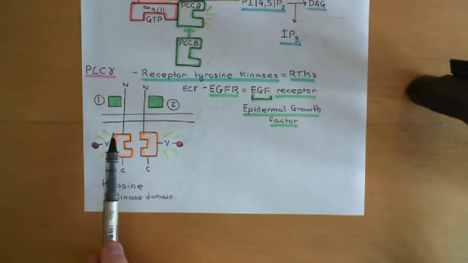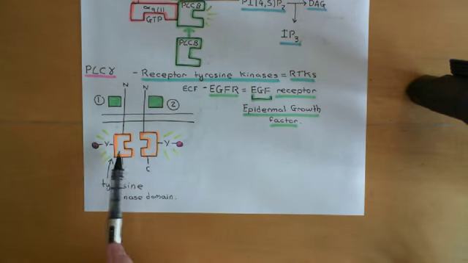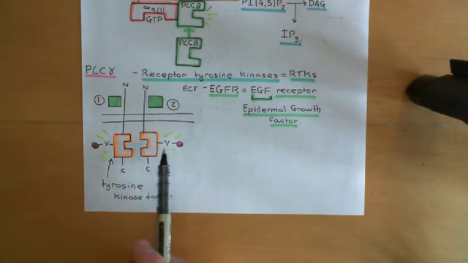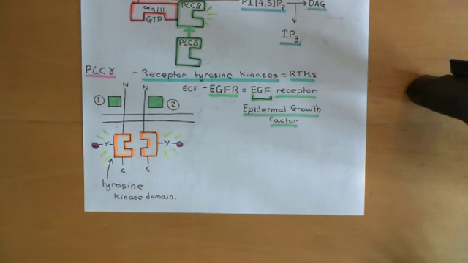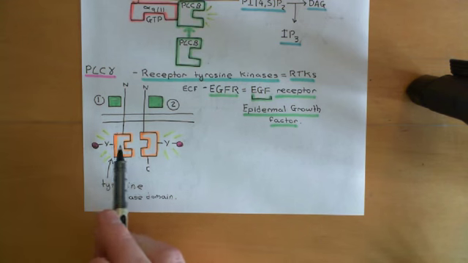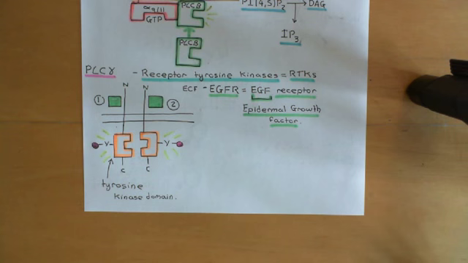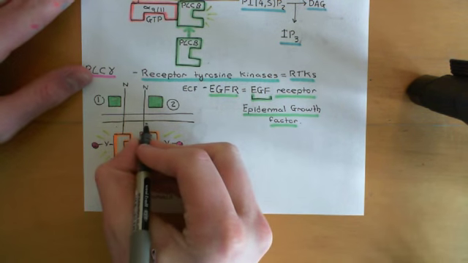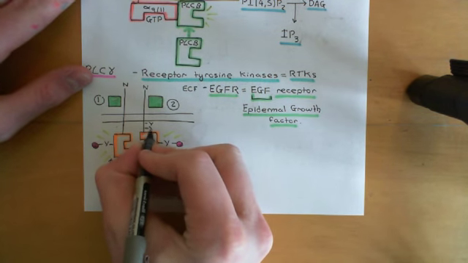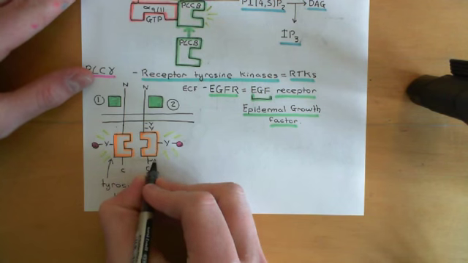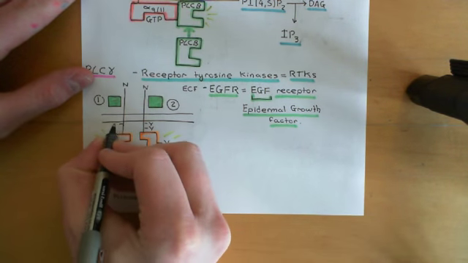Okay, now that step can take a while, because remember their activity is very low, so it's going to take them a while to get around to phosphorylating each other's phosphorylation site like this, but once it's happened, these two now have much higher activity, and what they end up doing is becoming fantastic at phosphorylating tyrosine residues. Okay, and they end up phosphorylating absolutely loads of tyrosine residues in each other's intracellular domain.